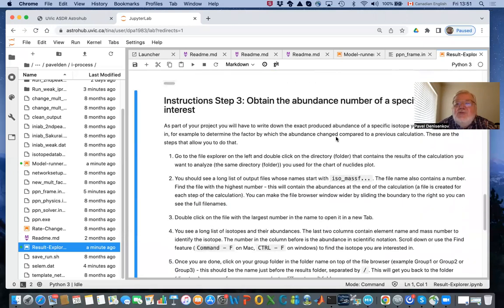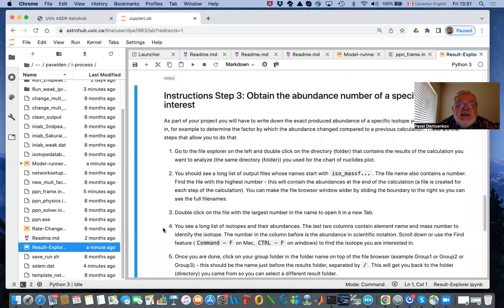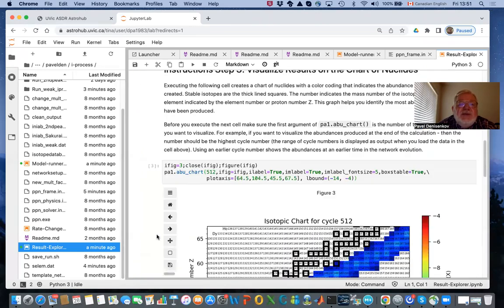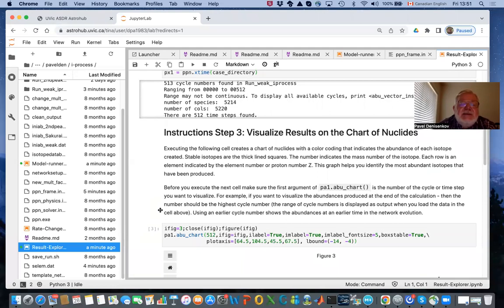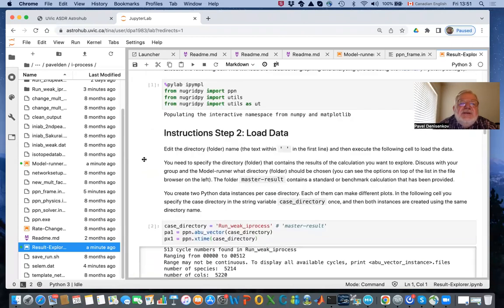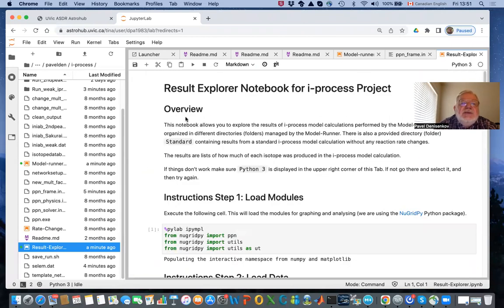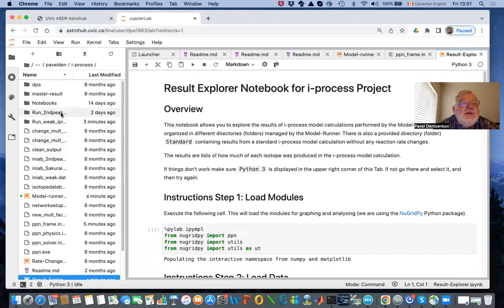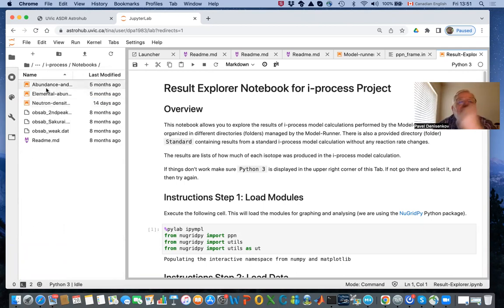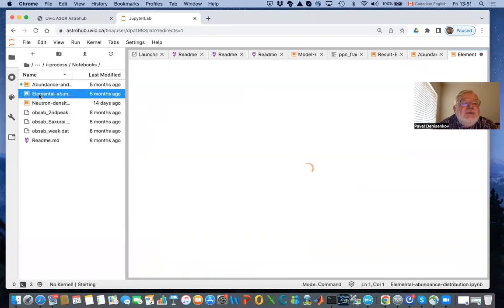So this notebook, Results Explorer for i process, is very simple. It's just for beginners. If you are interested in a better, more detailed analysis of the results of one-zone i process nucleosynthesis computations, then you should go to this directory, called notebooks, which contains three additional notebooks that allow you to do more detailed analysis. Let me start all these three notebooks. Double click, left button, double click.